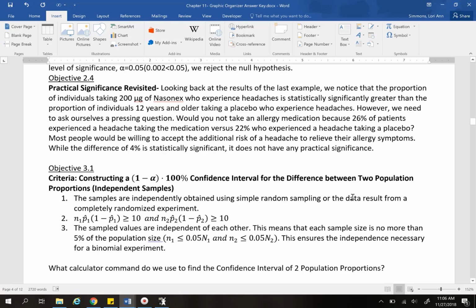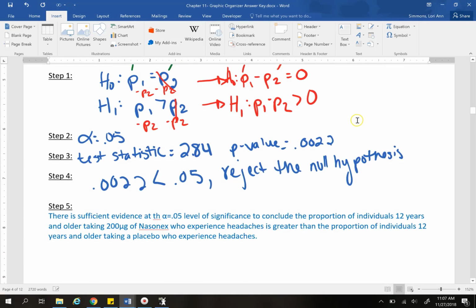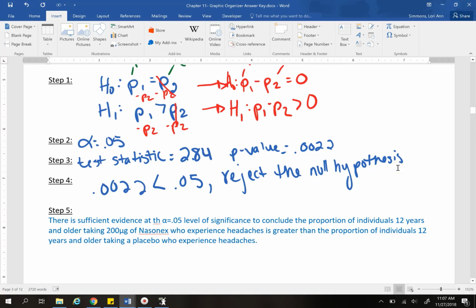Practical significance revisited. Looking back at the results of the last example, we noticed that the proportion of individuals taking 200 micrograms of Nasonex who experience headaches is statistically significantly greater than the proportion of individuals 12 years and older taking a placebo who experience headaches. Again, statistically significant means that we reject the null hypothesis.